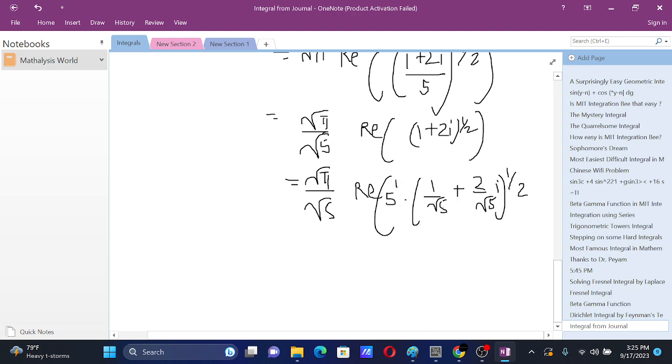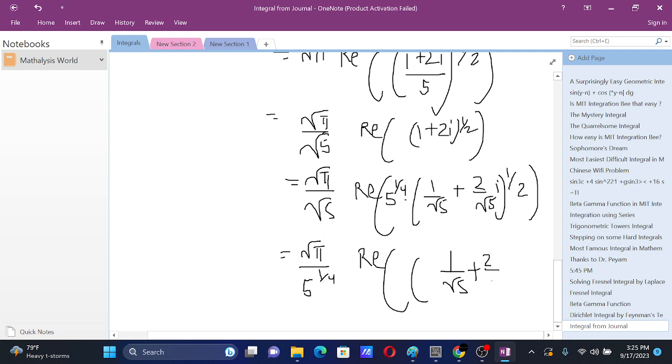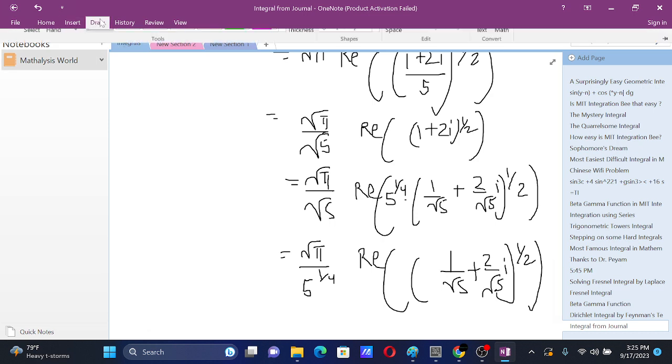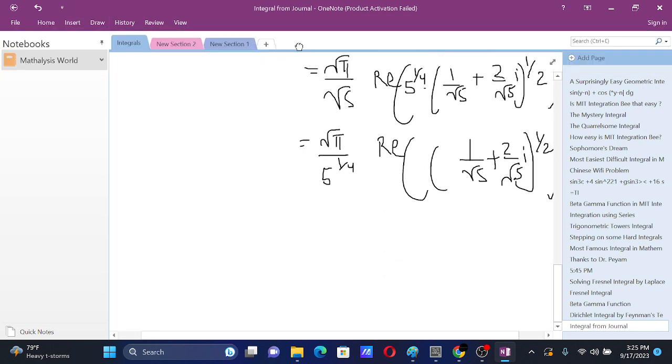So we will write 5 to the power 1 by 2 to the power 1 by 2, that's 5 to the power 1 by 4 over here. Now we have root pi, and if we bring it out, we will have 5 to the power 1 by 4 in the denominator, and the real part of (1 by root 5 plus 2 by root 5 i) to the power 1 by 2. Now, this can be said when 1 by root 5 is cos theta, 2 by root 5 will simultaneously be sin theta, and we will use that.